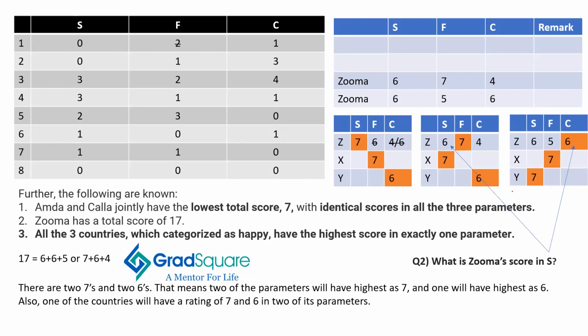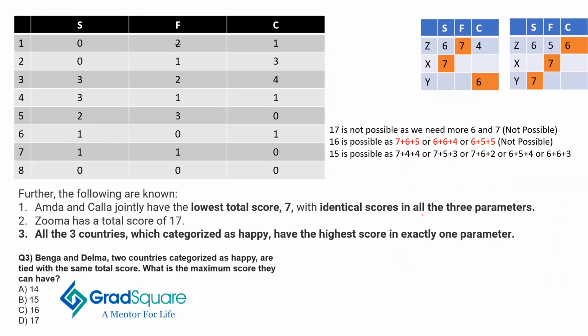What is Zuma score in S? So let's look at this. In both these cases, Zuma score in S is going to be 6. A 6 here, a 6 here, right? So in both these cases, it's going to be 6 only. So Zuma score is going to be 6.